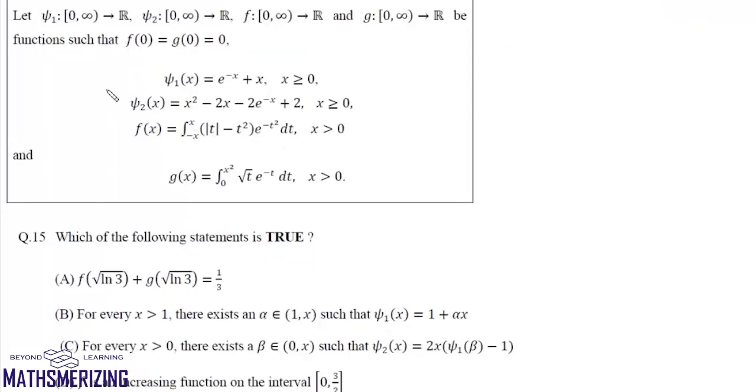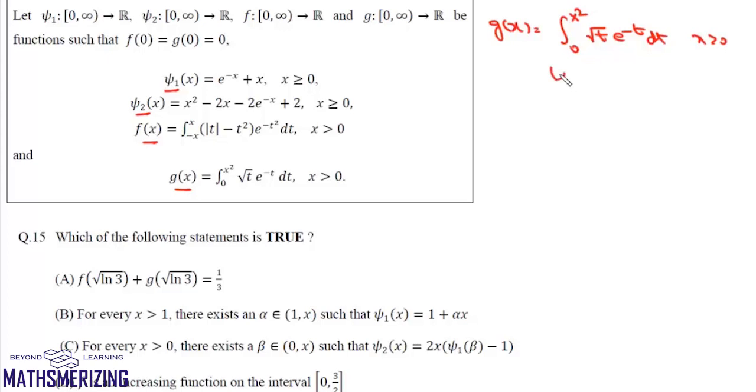Now here the question is, we are given some functions psi1x, psi2x, fx and gx, and then we have to find which of the following statements is correct. Now for this first statement, we need to find fx and gx. Before that, we'll work out this gx a bit. So this gx is defined as this integral from 0 to x square of under root t e to the power minus t dt when x is greater than 0.